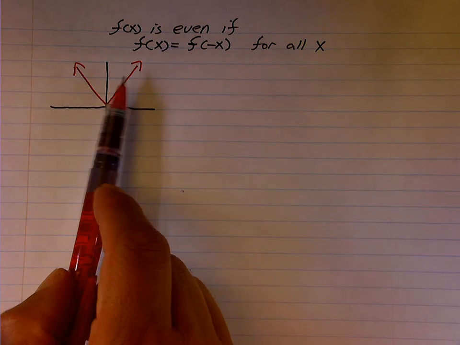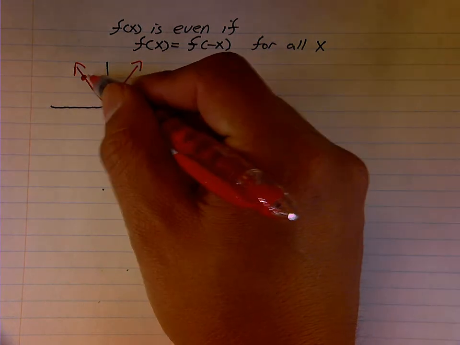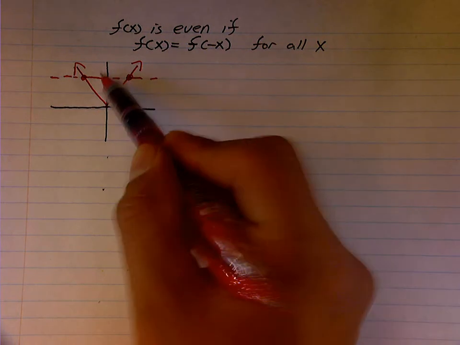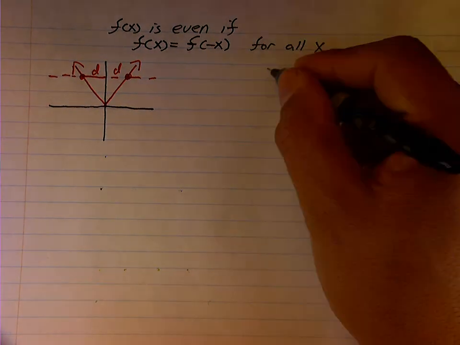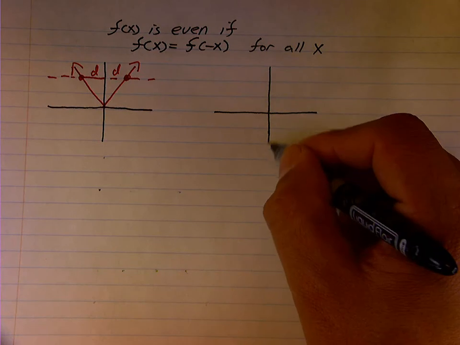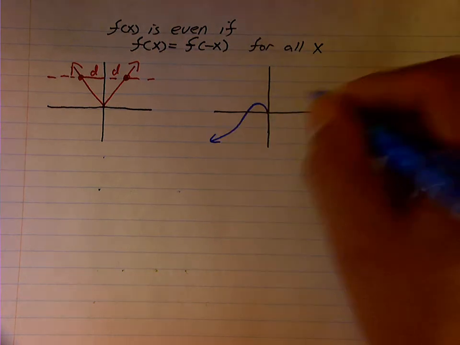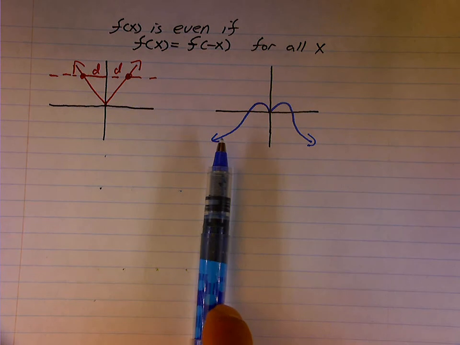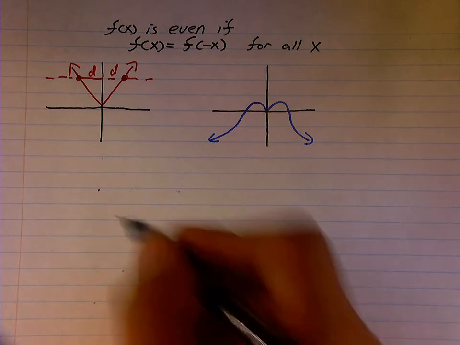If you notice, the graph is a reflection of itself about the y-axis. Meaning, any point I choose on this graph will have an identical point if I go straight horizontally, the same distance over. I'll have a matching point on the graph itself. Another example of an even function would be maybe this graph here. And again, what we notice is the right-hand side and the left-hand side are reflections of each other about the y-axis.